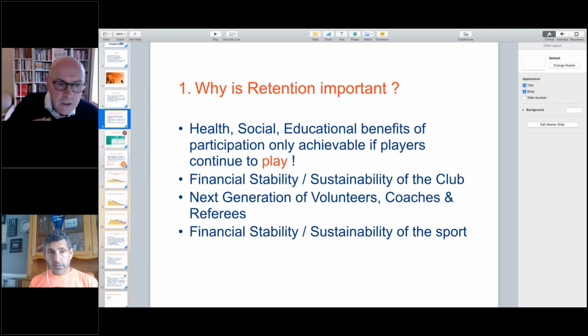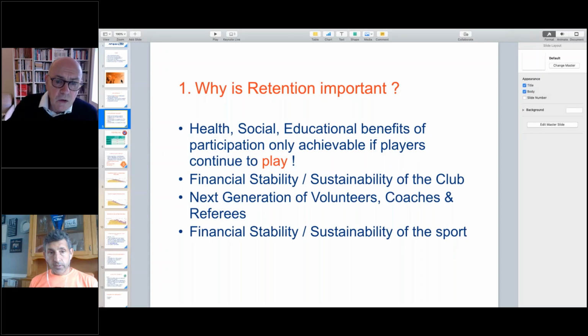So why is retention important? If we agree that sport and soccer has some health, social, educational benefits, then these are only going to be achievable if players continue to play. The financial stability and the sustainability of the club is dependent on retaining players. Rush clubs know this as well as anybody else. And the next generation of volunteers and coaches and referees are going to come from those players who have had a decent spell playing soccer. It also relates to the financial stability and sustainability of the sport.